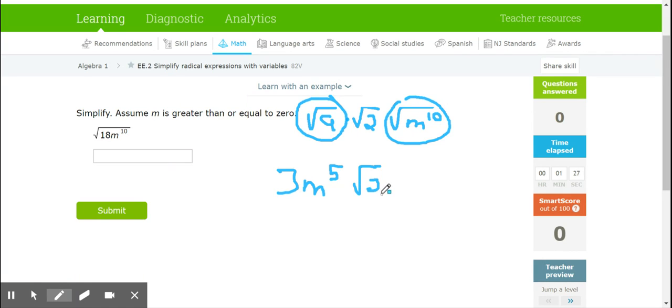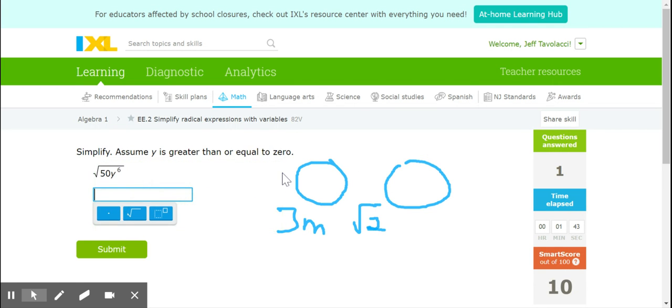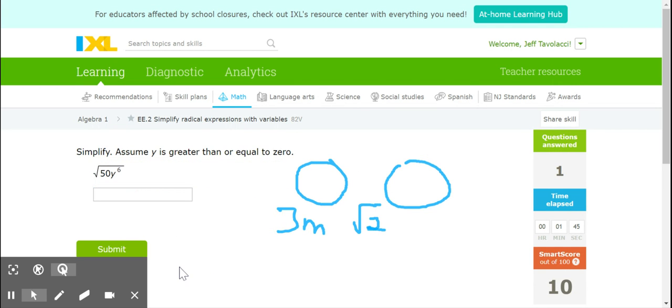Okay, and then square root 2 right here. Now, okay, so we're going to simplify to 3m to the 5th power times the square root of 2. Okay.